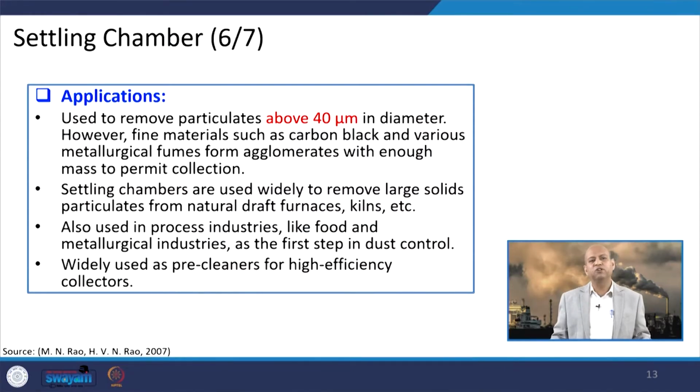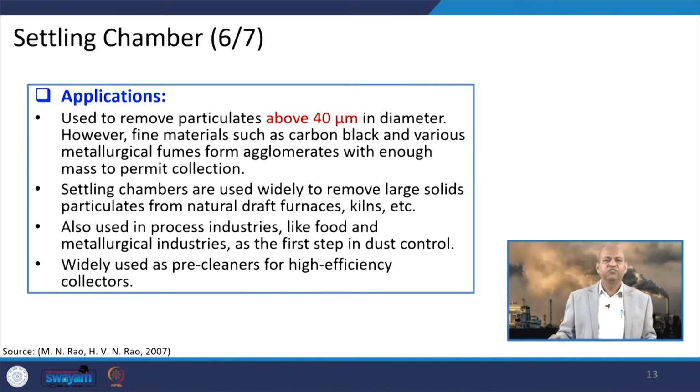So, as I said, this is used for removing particulate matter of size equal to or more than 40 micrometer. For that it is very good, and if you want to go finer, then you have to apply those horizontal trays, etc. Then these settling chambers are used widely to remove large solid particulate matter from natural draft furnaces, kilns, etc. And also it is used in process industries like food and metallurgical industries as the first step of dust control, so that the load on the secondary device can be reduced significantly, and it is widely used as precleaners for high efficiency collectors.